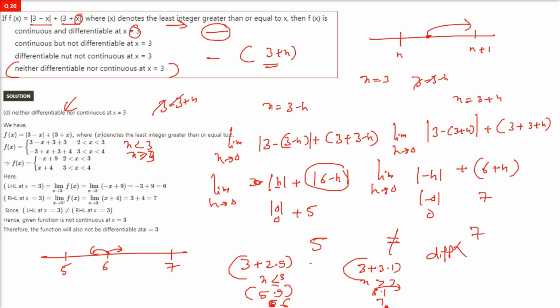It is not 5 on the left, it is 6. Okay, it is 6 on the left and 7 on the right. And 6 and 7 are not matching, so it is not continuous. So it is not differentiable, since it is not continuous. You have to have continuity to get differentiability.